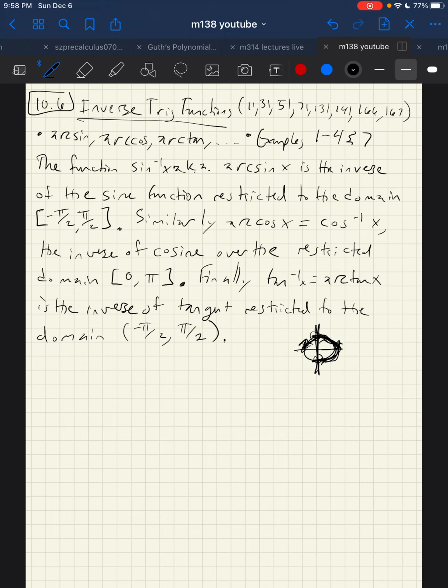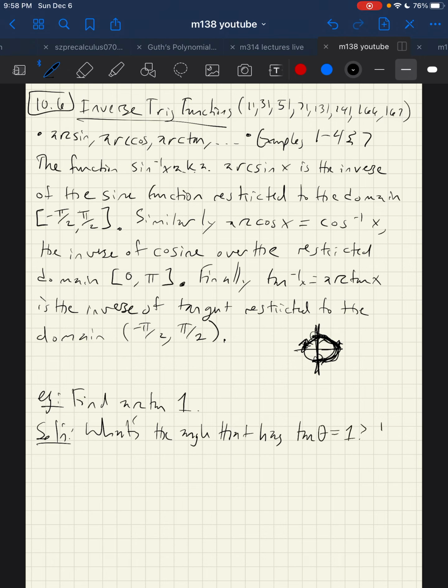All right, so let's just do some simple examples. Find arctan of 1. Okay, arctan of 1 is the solution to, what's the angle that has tangent theta equals 1? Well, it's pi over 4. So that's our answer. Arctan of 1 is pi over 4. Okay, let's try a different one.